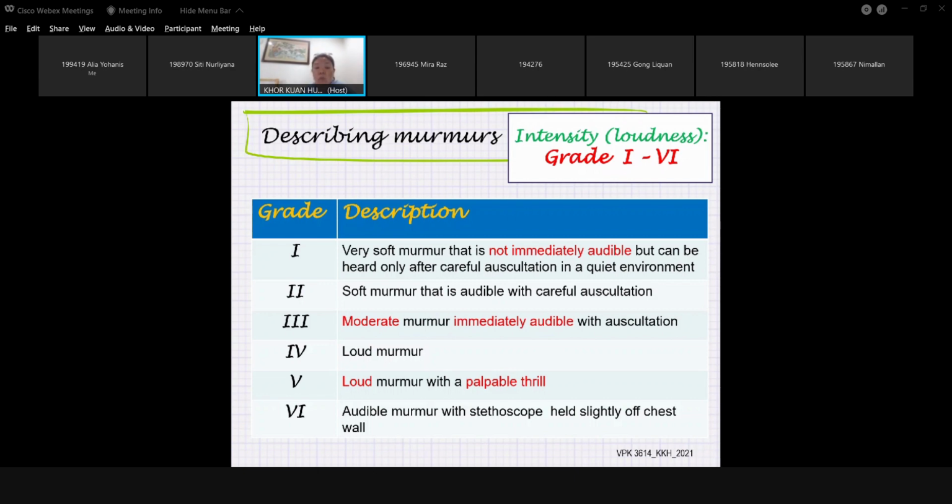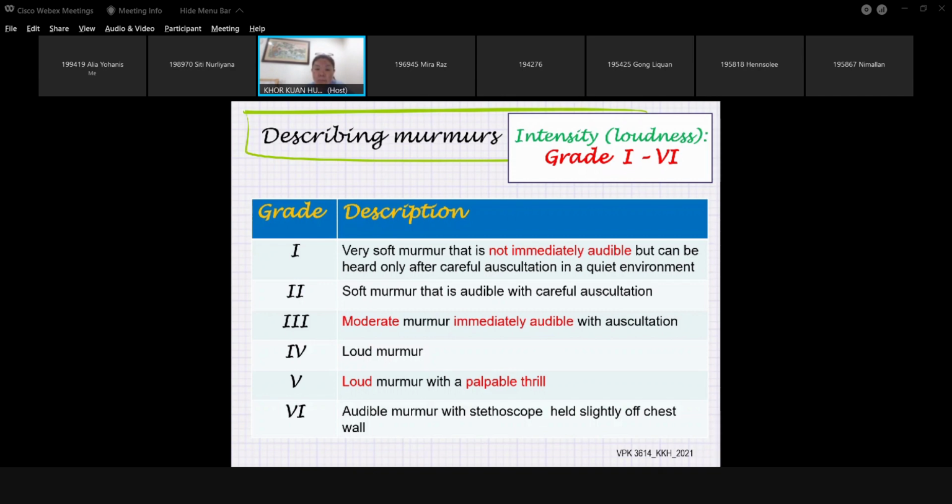The difference between grade 4 and grade 5 is that grade 5 murmurs have a palpable thrill. Remember what I mentioned just now, a thrill? When you place your hands, left side and right side, on the dog's chest and you can feel vibration, that means there's a palpable thrill. Definitely, when you get a palpable thrill, you get a murmur, and that would be grade 5.